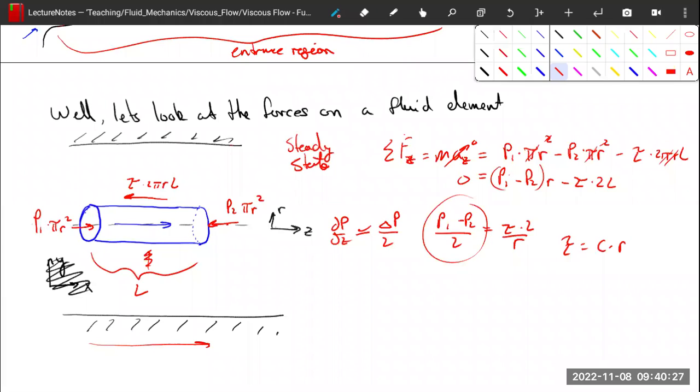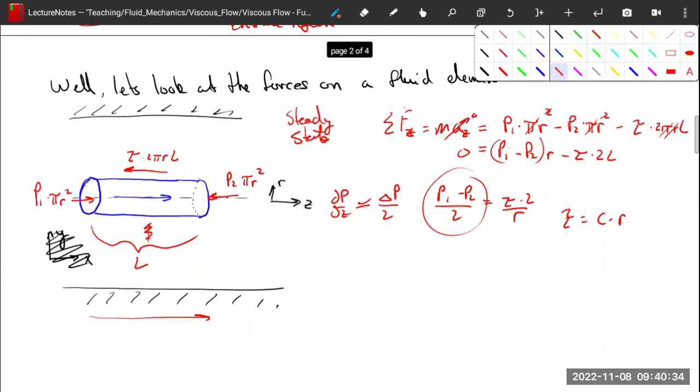That isn't particularly useful, but we also know that tau is equal to mu times du, or sorry, dw dr, where w is the flow in the direction of flow, the z direction. So we can plug that into here, and we get that delta p over L is equal to 2 mu over r times dw dr.